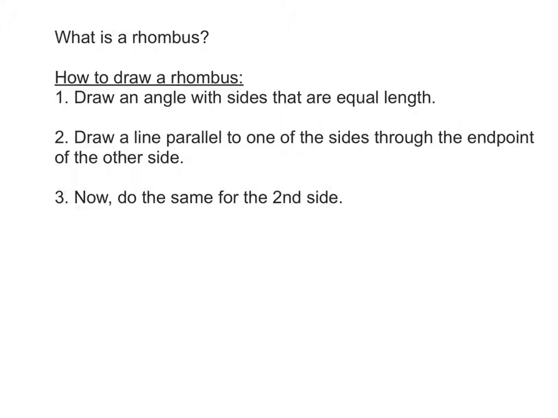So if a rhombus is a parallelogram with 4 congruent sides, here's how you draw one. You are going to draw an angle, any angle. It could be 90 degrees, it could be 45 degrees, it could be 60 degrees, but what's important is you need to make sure the 2 lengths are equal lengths. Does that make sense? Go ahead and do that in your notebook.